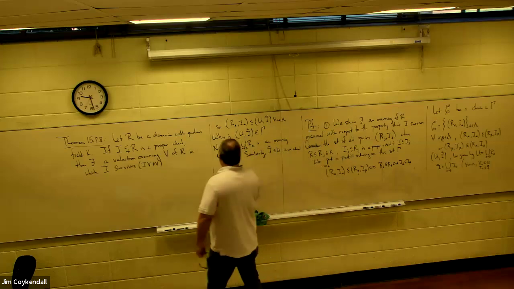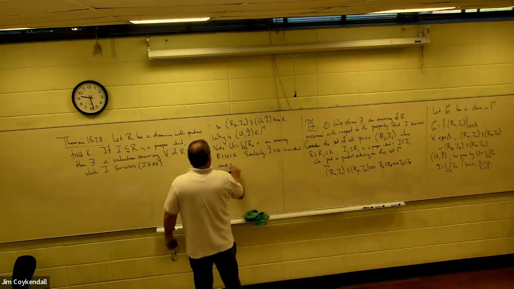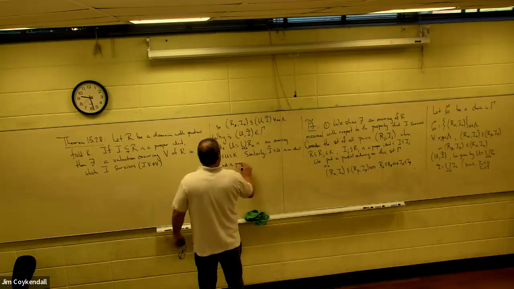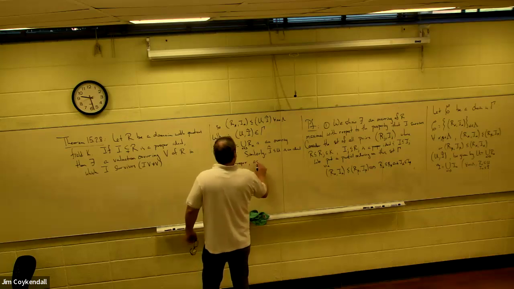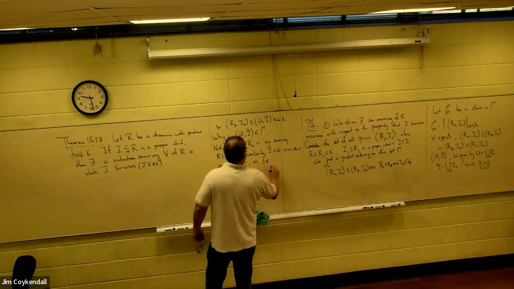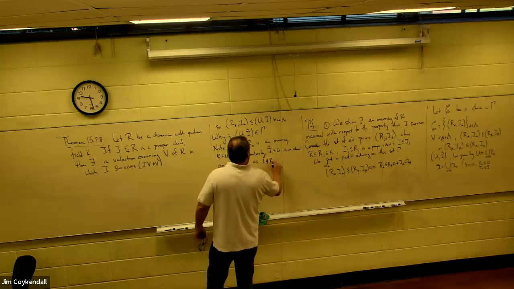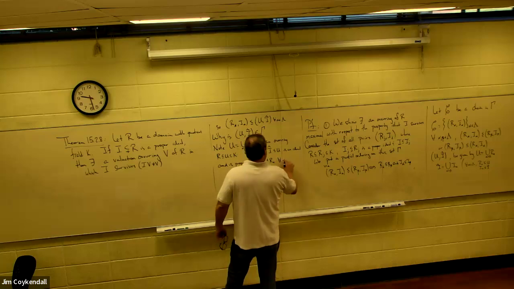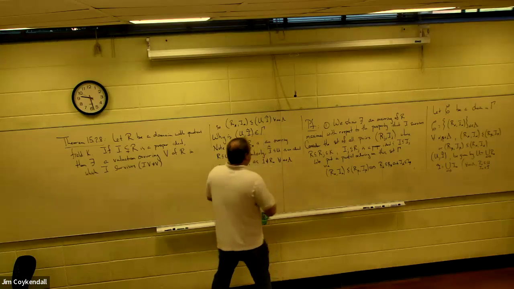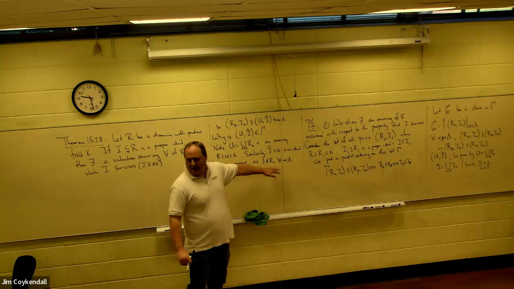And it is proper, as one is not in R alpha for any alpha. So one's in none of these, so it can't be in the union.